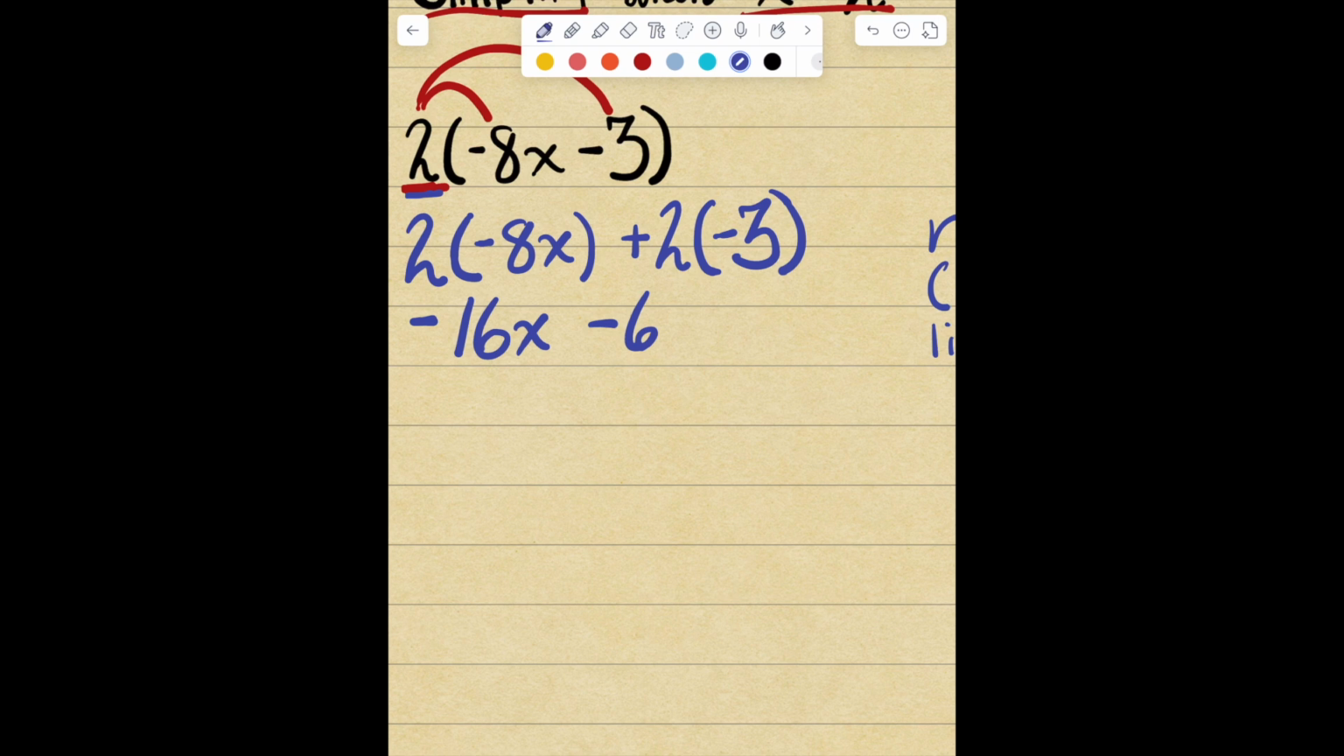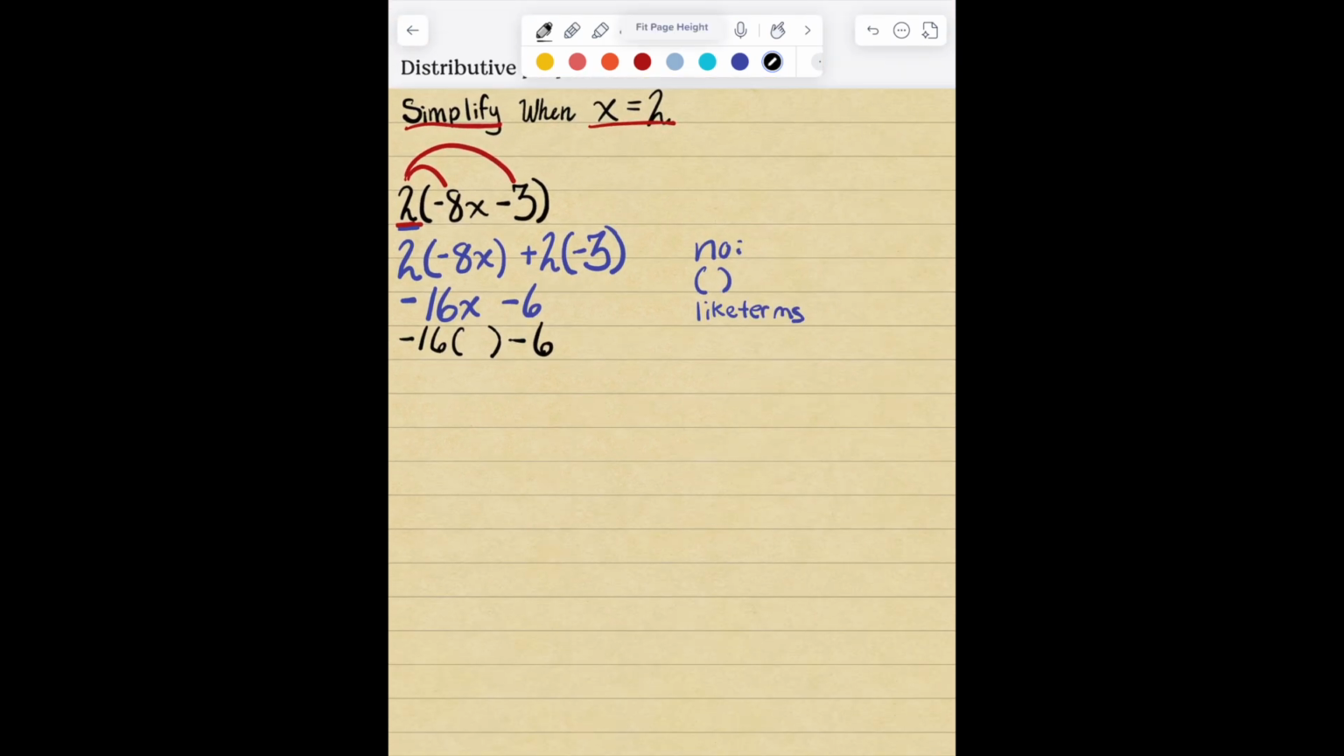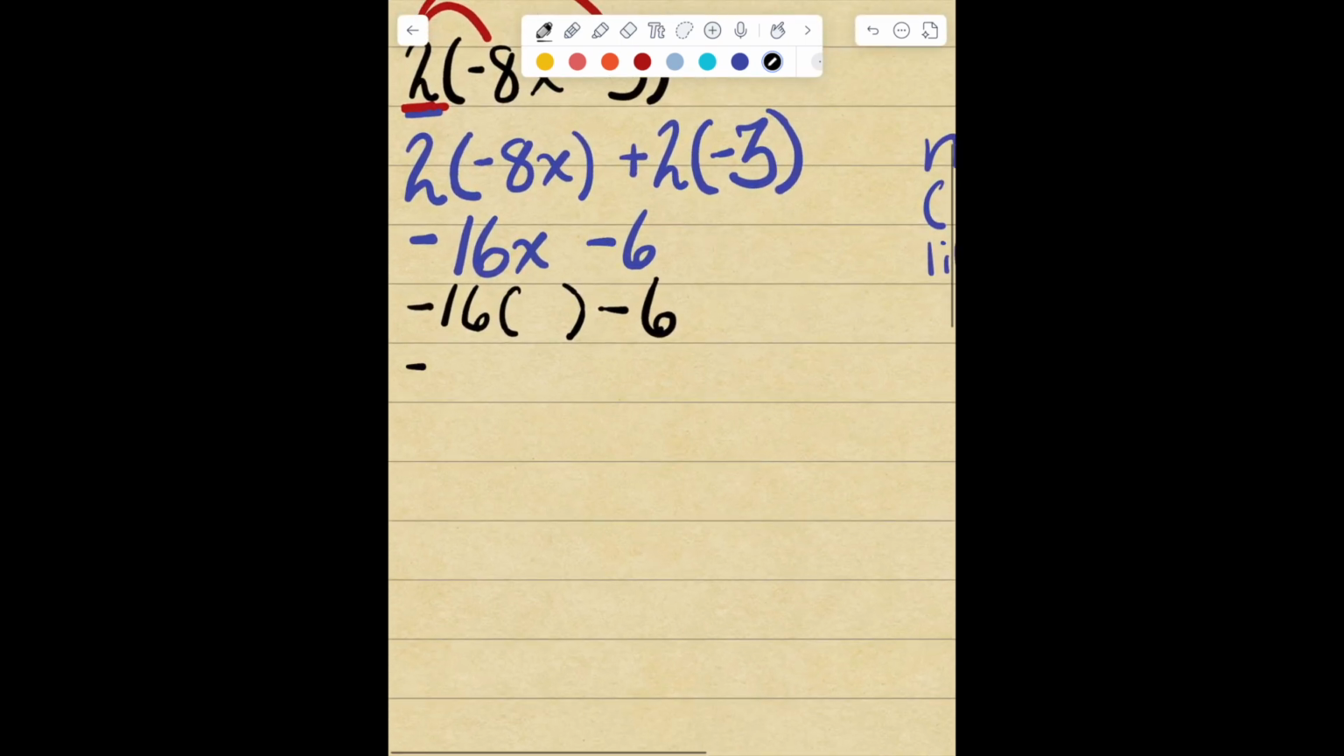So whenever I have to substitute, that's replacing our variable, I'm going to rewrite the equation, except for instead of x, I'm going to put parentheses. So I'm going to do minus 16 and parentheses minus 6. And then I'm going to go back up and check what is x equal. And here we see x equals 2. So I'm going to substitute for x, and instead of doing negative 16 times x, it's going to be negative 16 times 2. And then we finish out with minus 6.